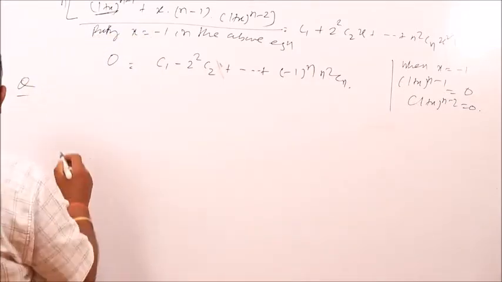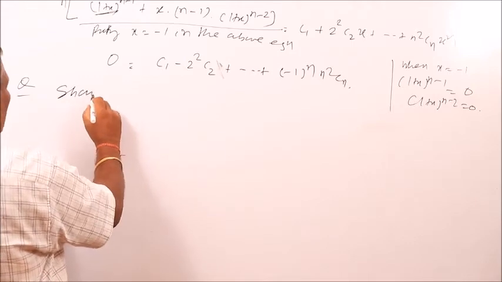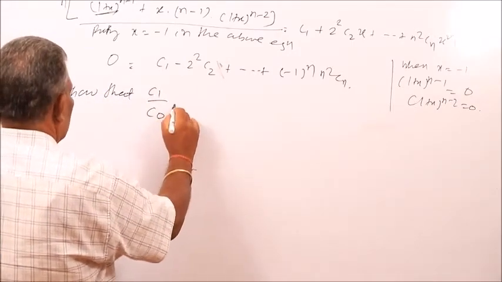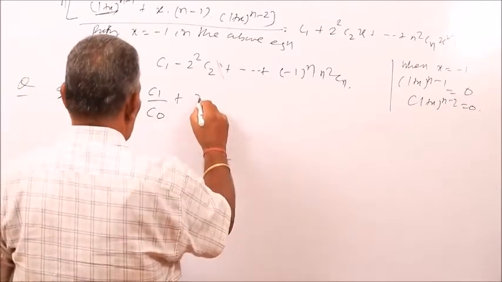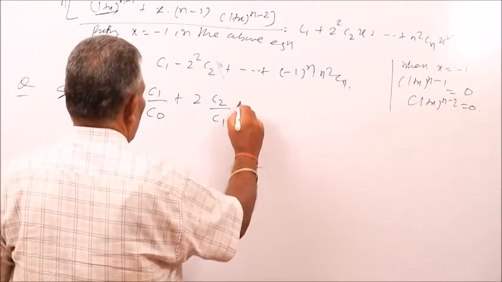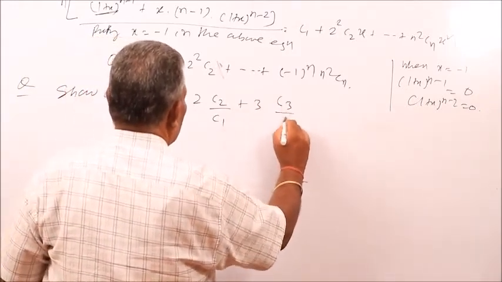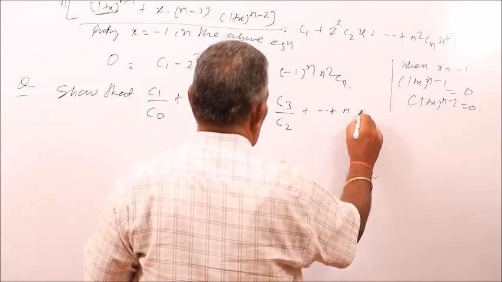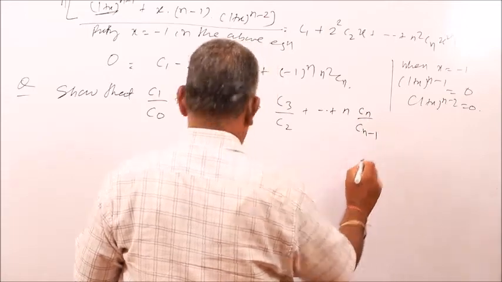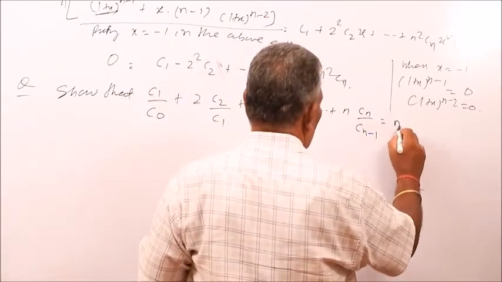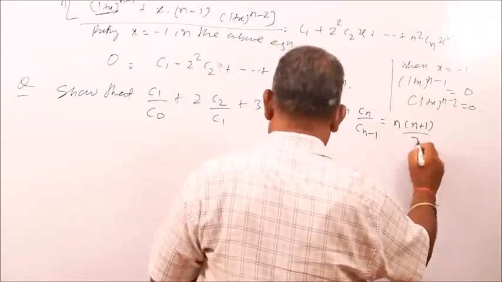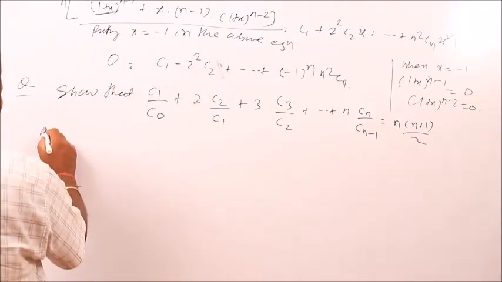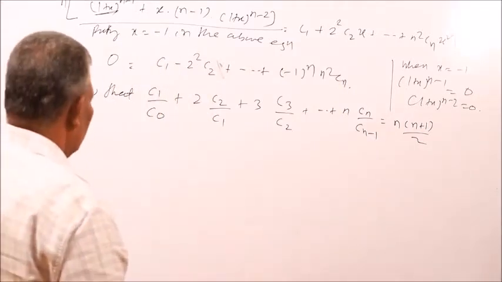Another question is like this: show that C1 by C0 plus 2 C2 by C1 plus 3 C3 by C2 plus dot dot plus n Cn by Cn minus 1 equals n into n plus 1 by 2. Let us take the general term.